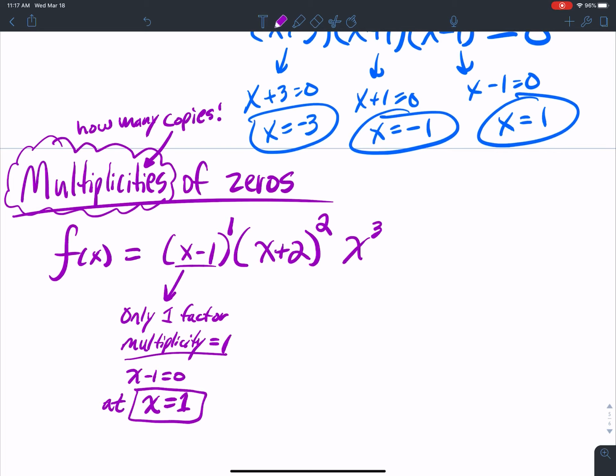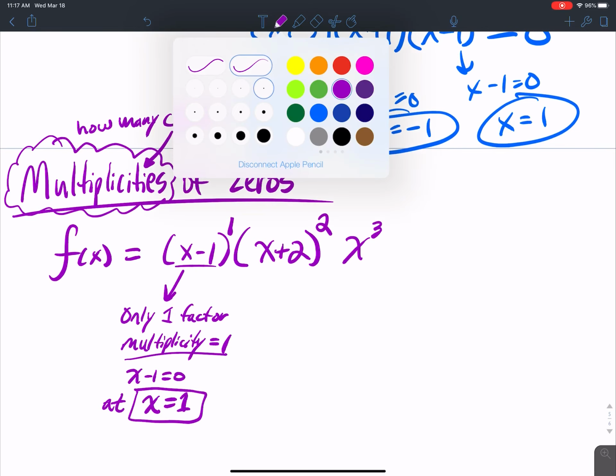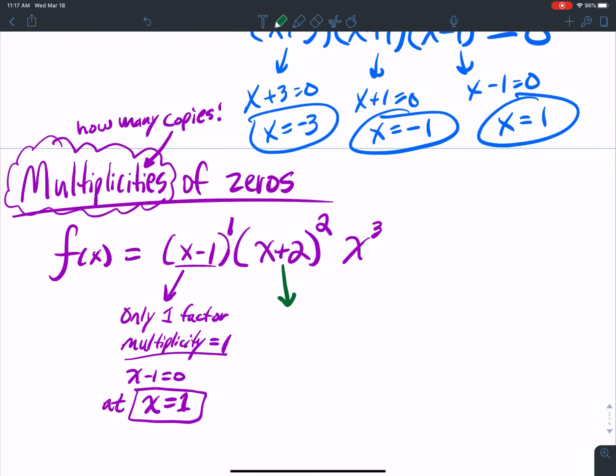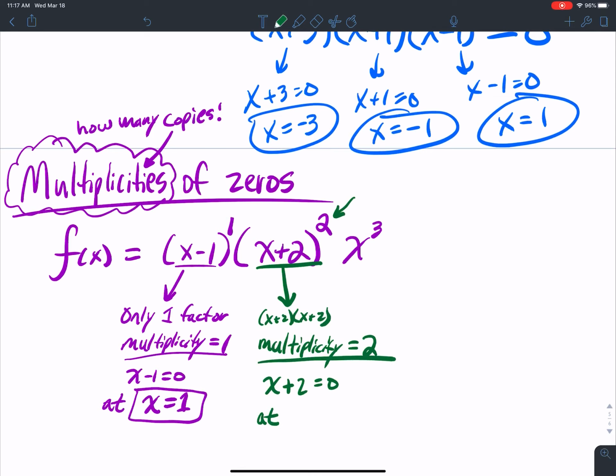Okay? For this next one here, how many x plus 2's do I have? Technically, I've got x plus 2 times x plus 2. That's what this 2 is telling me. There's 2 copies. So the multiplicity here is equal to 2. Okay? Now, how do I find the root? I set x plus 2 equal to 0, solve for x. So it has a multiplicity of 2 at x equal to negative 2.